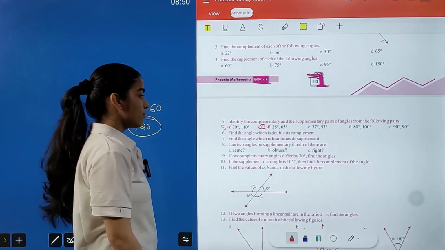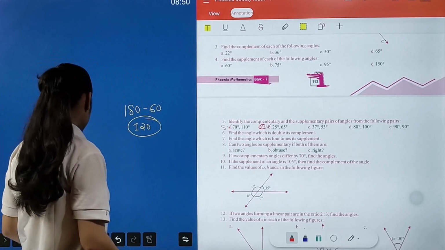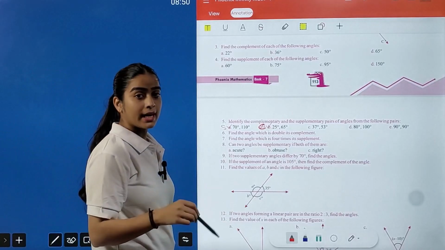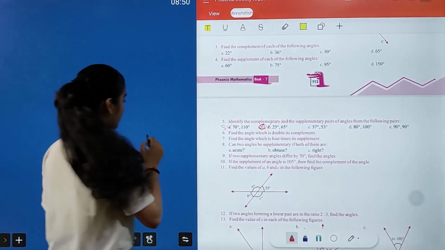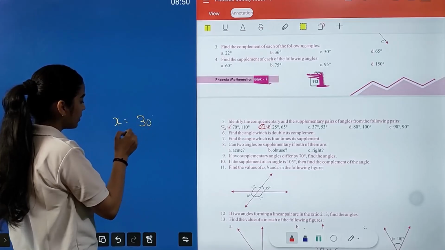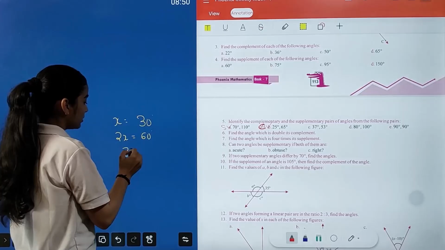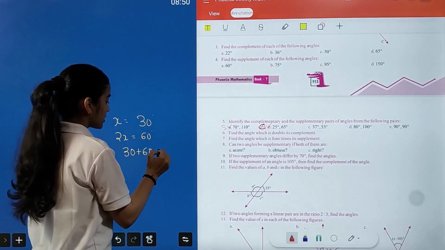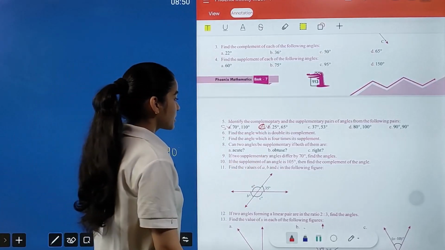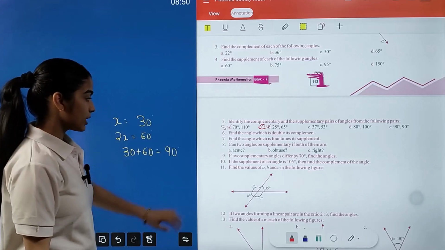Now find the angle which is double its complement. So 30, because double of 30 is 60. For example, your angle is 30, x is equal to 30, and double of 30, 2x, is 60, and when you add them together, 30 plus 60 is equal to 90. In the same way, you have to find the angle which is equal to 4 times its supplement.